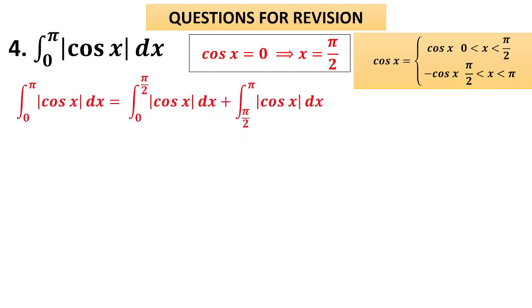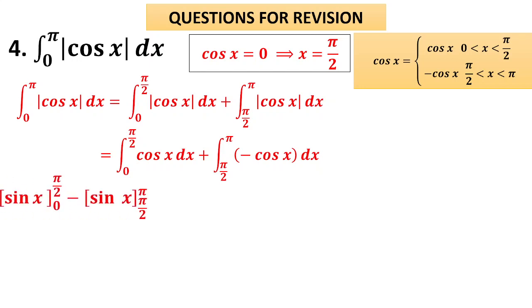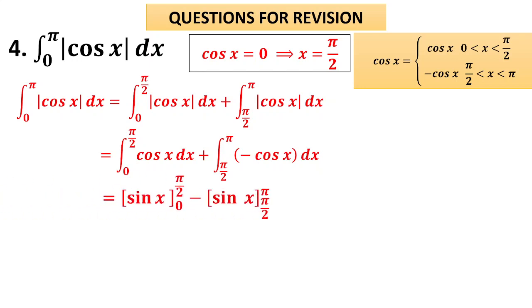First split it at pi by 2 now. For 0 to pi by 2, mod cos x plus pi by 2 to pi, mod cos x. So it will be 0 to pi by 2 cos x plus pi by 2 to pi minus cos x. Integration of cos x is sin x. Once again, integration of cos x is sin x. I have brought the minus sign inside.